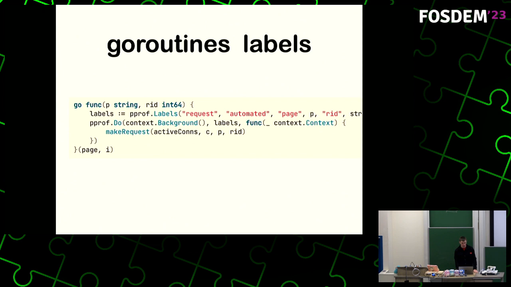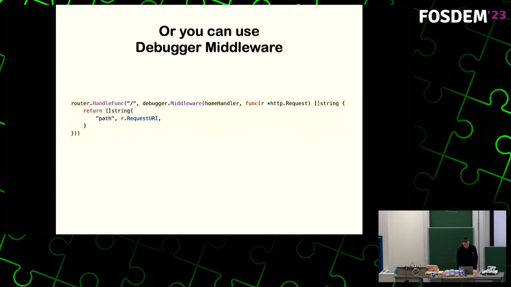So if you label your goroutines with labels like this, or if you use middleware, you can also do it. I mean, if you use a web server, you can use this middleware. I'll post a link on the next slide. And it will automatically add labels to all your handlers, which is nice. So you can see which handler you are currently in.